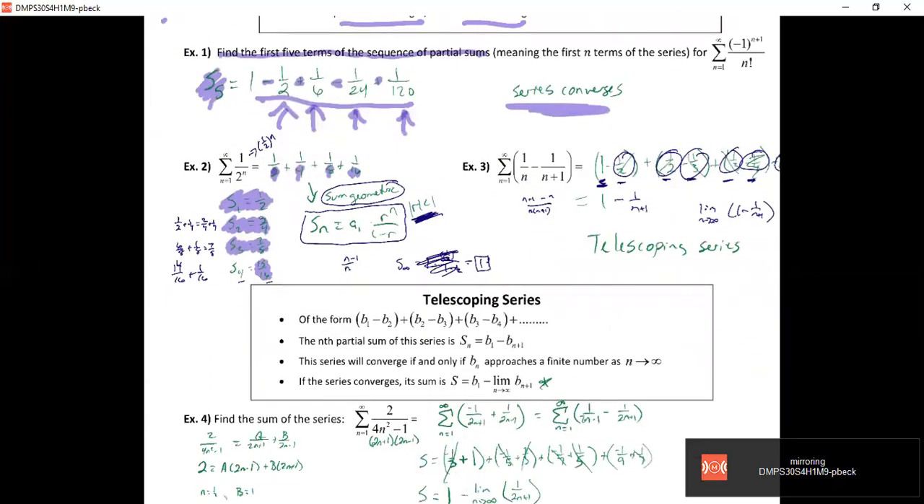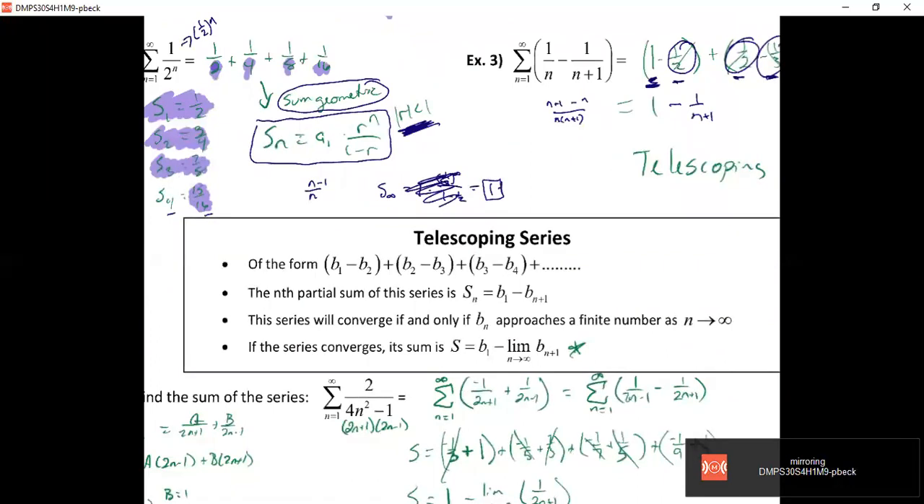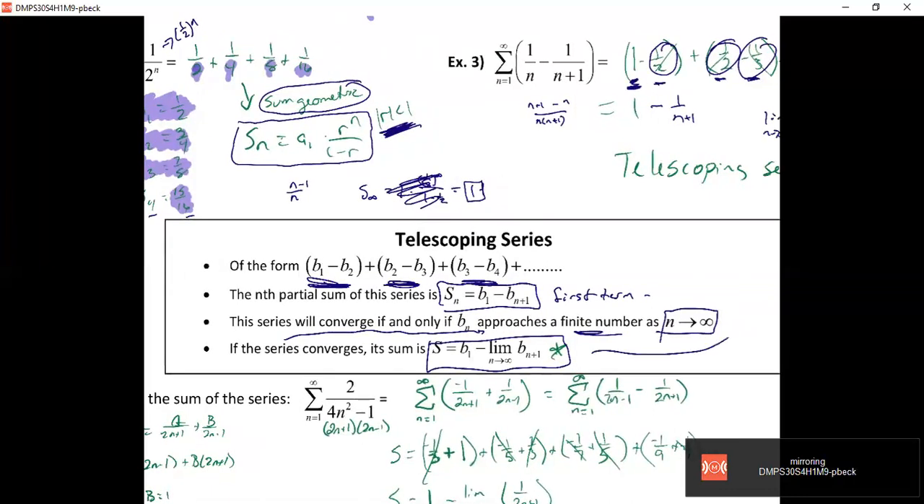All right, and now let's actually talk about this telescoping series. So the telescoping series is of the form that I just showed you, b1 minus b2 plus b2 minus b3, b3 minus b4. So the nth partial sum is going to be the first term minus the second portion of the last term. And the series will converge if b sub n, or really that last one, approaches a finite number as n approaches infinity. So that's kind of what I just showed you right up there.